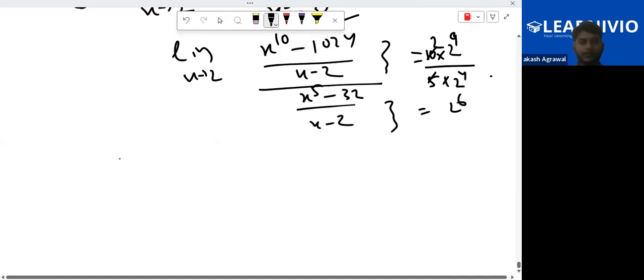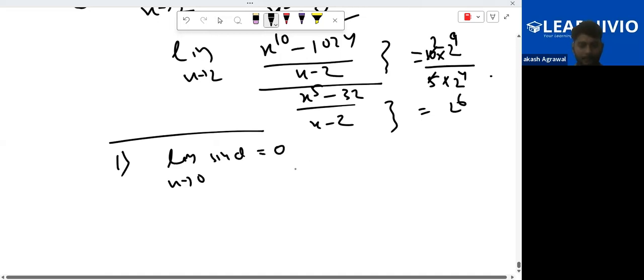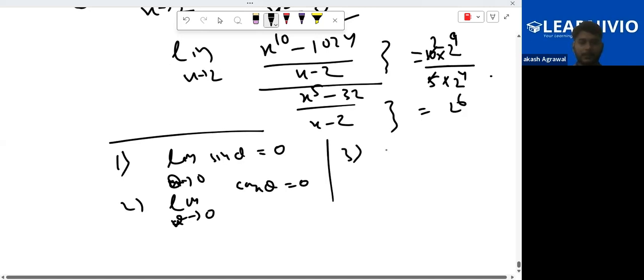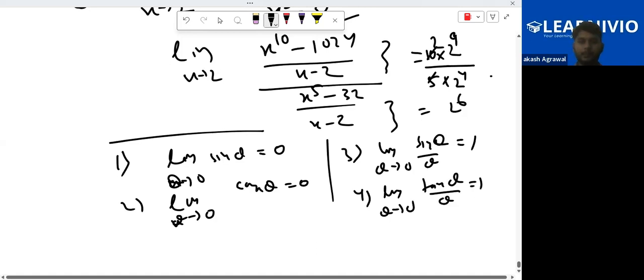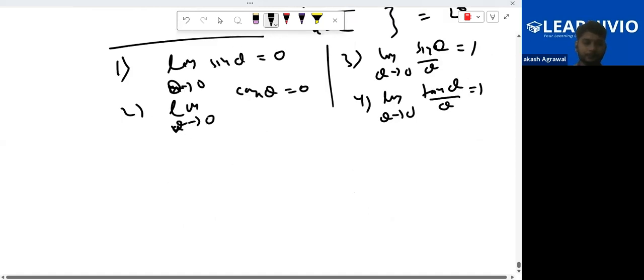Okay, hopefully yes. Few more formulas we have. Limit x tending to 0, sine theta is 0, and limit x tending to 0, cos x is 0, theta tending to 0, and cos theta is 0. Third one, limit theta tending to 0, sine theta by theta is 1, and same is limit theta tending to 0, tan theta by theta is also 1. Okay, and remember angle is in radians.